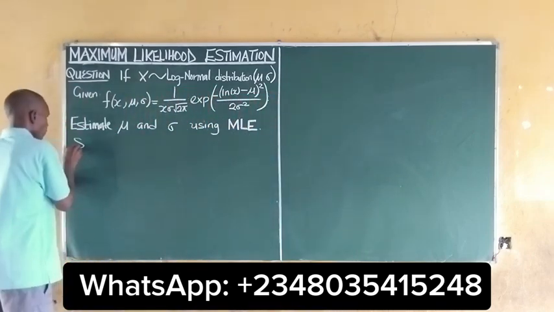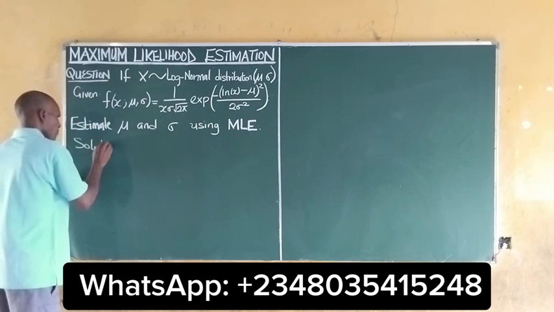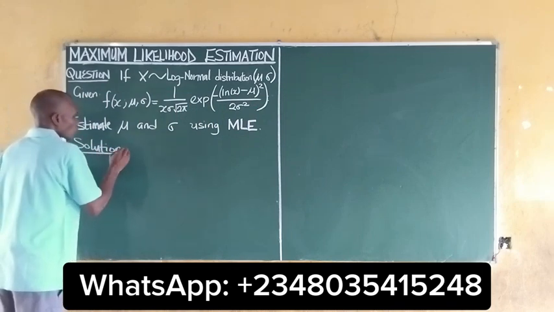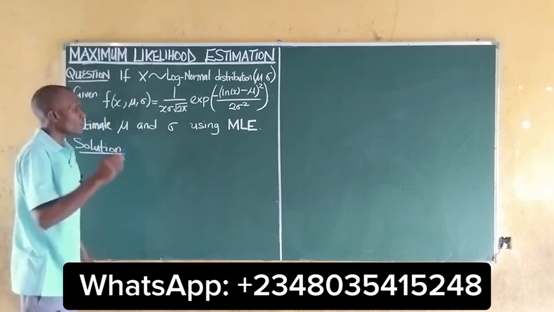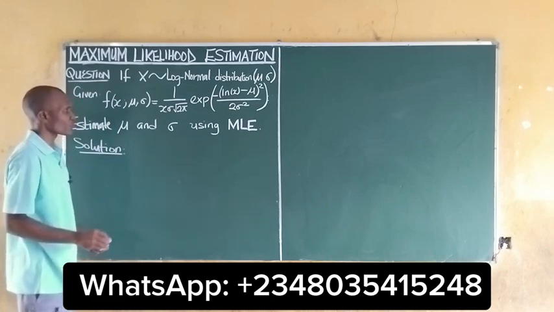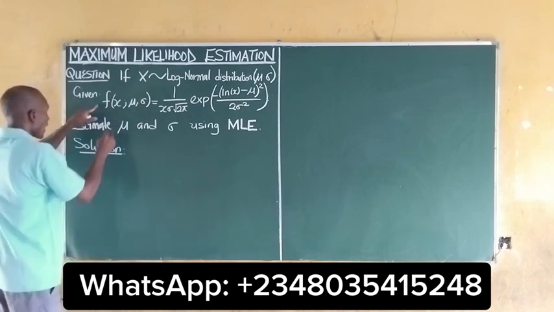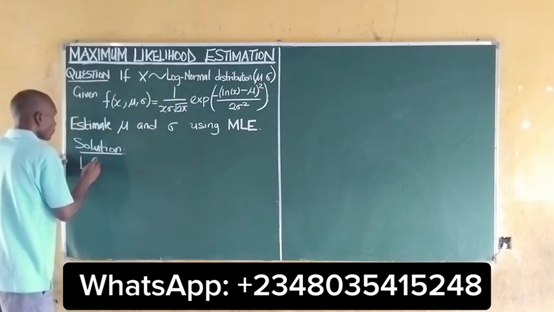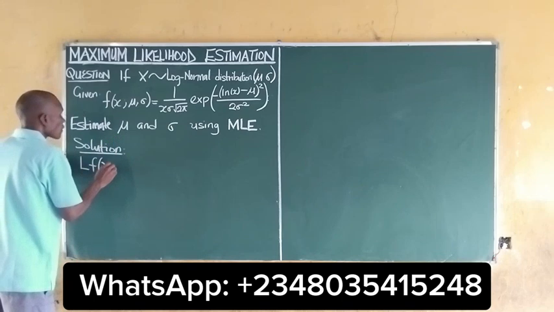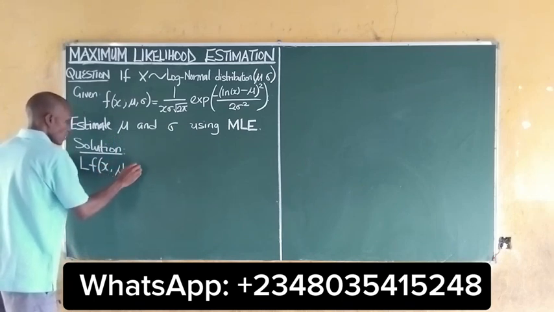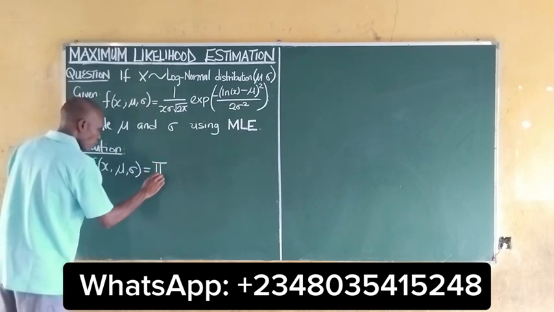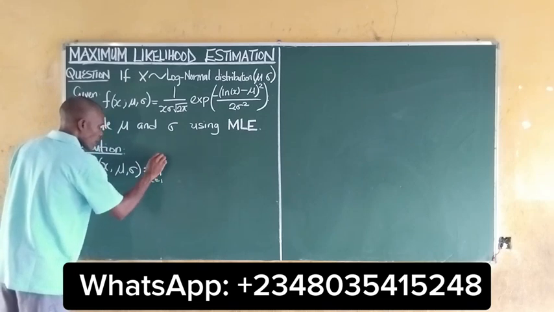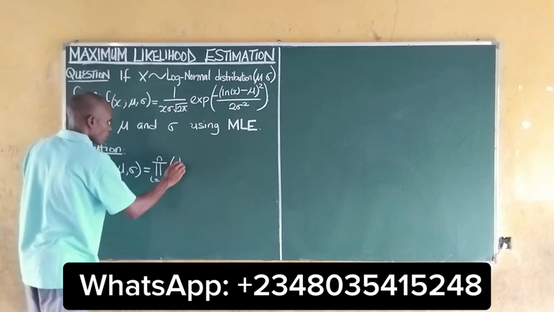Solution. To estimate any distribution using the maximum likelihood estimation, the first thing to do is to take the likelihood function of that distribution. So the likelihood function of x given mean and variance is equal to the product, i running from 1 to n, of the distribution given.